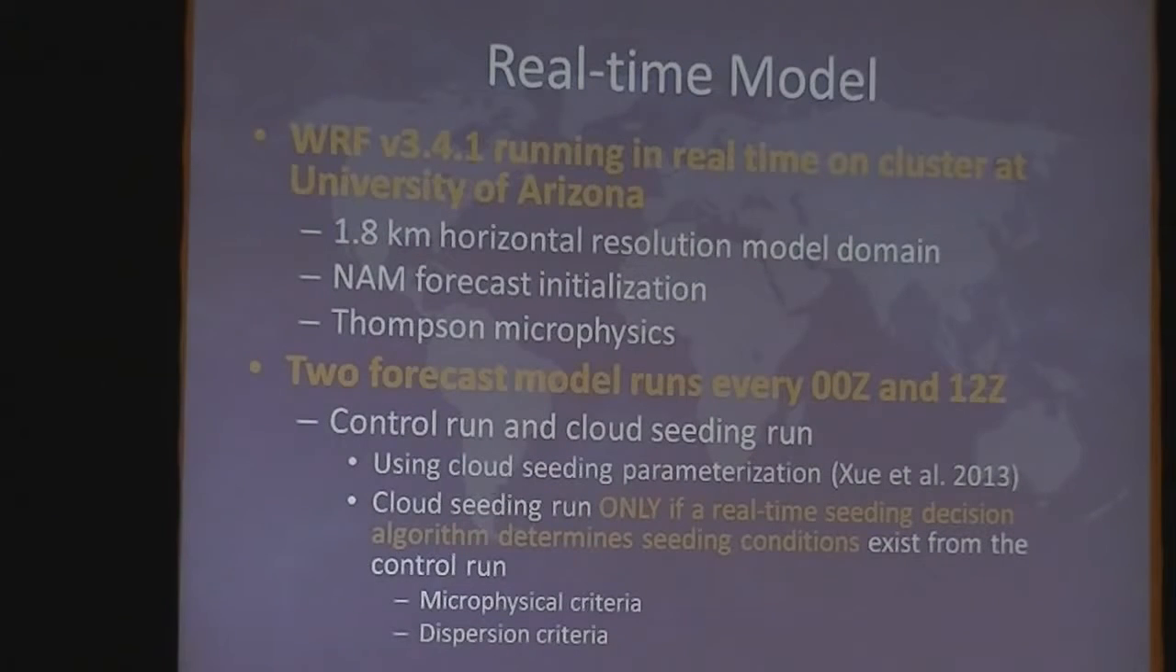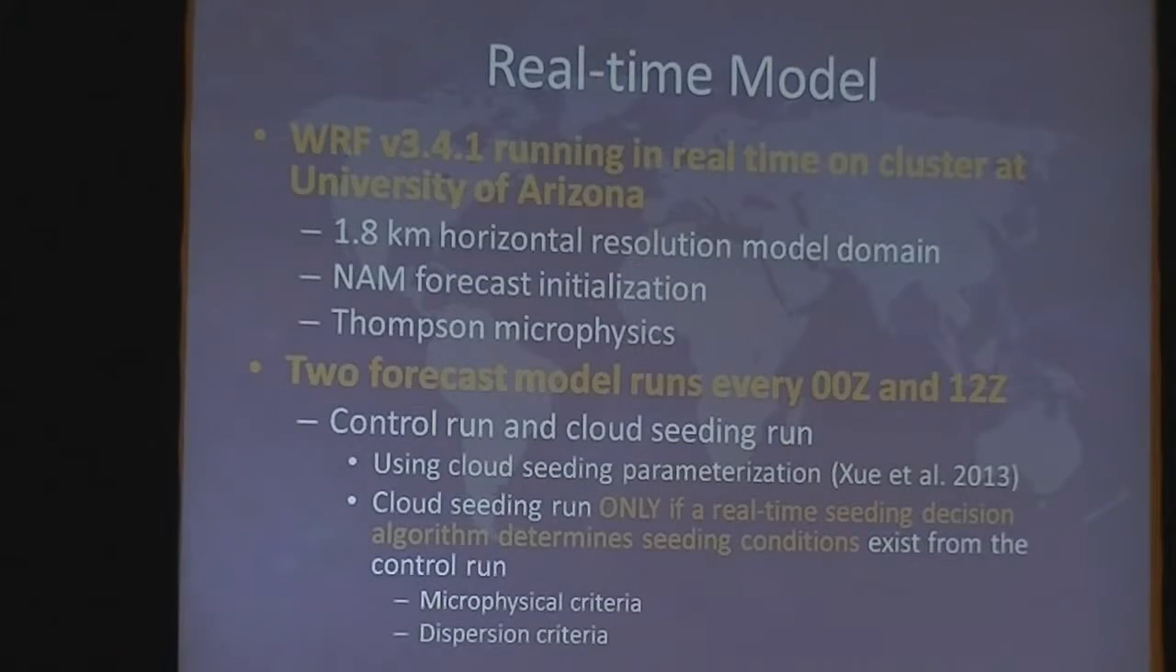So this model that we're running with them now is 1.8 kilometer horizontal resolution over the full model domain, and I'll show you that domain in a moment. It's using NAM forecast for initialization, and the key thing there is the Thompson microphysics scheme because that's what we have this seeding parameterization in. So the model is run every 12 hours, 0Z and 12Z. We do have a control run all the time, running every 12 hours.